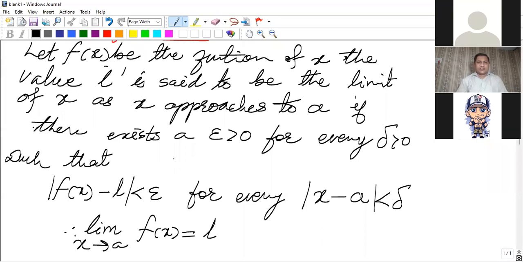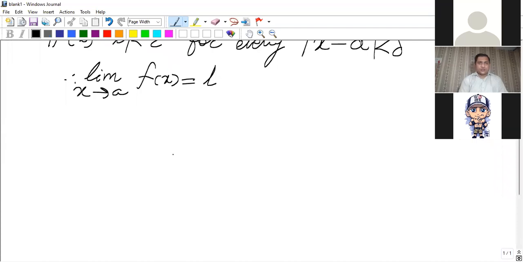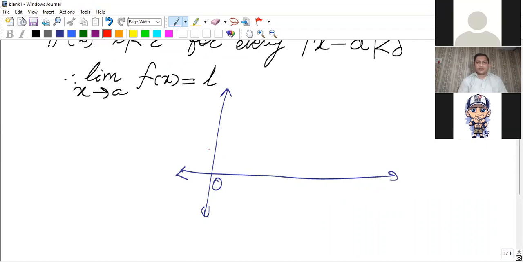If we see this graphically, what happens? We have a real line, this is the x-axis, and we have another real line, which we usually say is the y-axis. This is the origin, and now we have a curve. This is any curve f of x, and now we have a point A here.